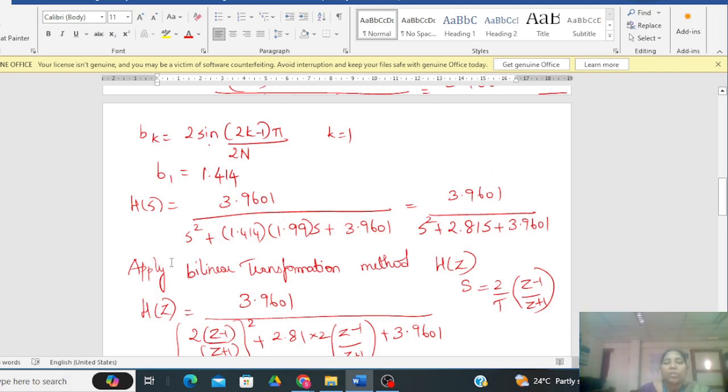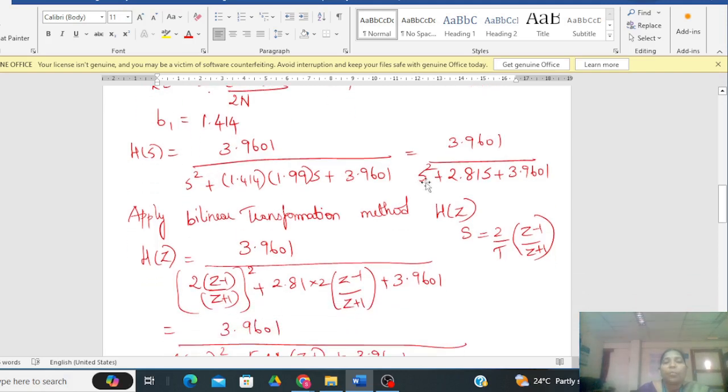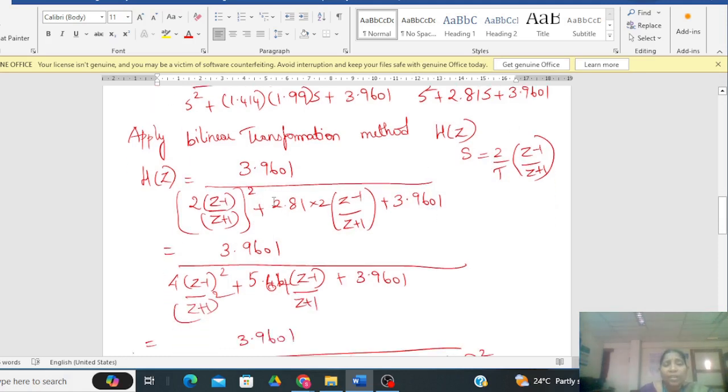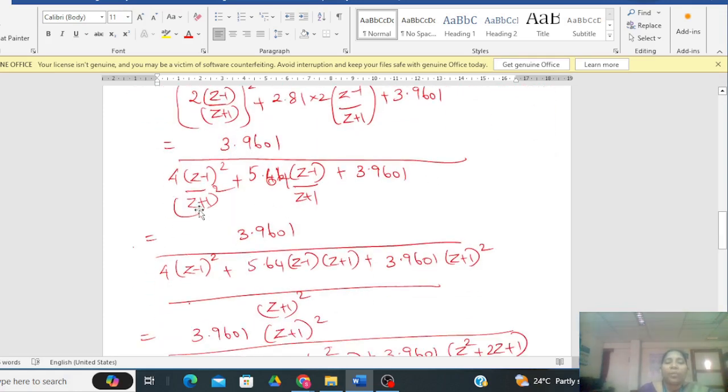So now in this equation, if you have to apply the bilinear transformation method, we have to replace s by 2 by T of (z−1)/(z+1), and the T value we can assume as 1 second. So if you substitute s as 2(z−1)/(z+1), here s² will be (2(z−1)/(z+1))² plus 2.81 into s, which is 2 into (z−1)/(z+1), plus 3.9601. In this you have to simplify it further. So 2(z−1) squared, 2 squared is 4, 4(z−1)² divided by (z+1)², plus 2.81 into 2 is 5.62 into (z−1)/(z+1), plus 3.9601. Then again in the denominator we will be taking the LCM of it.